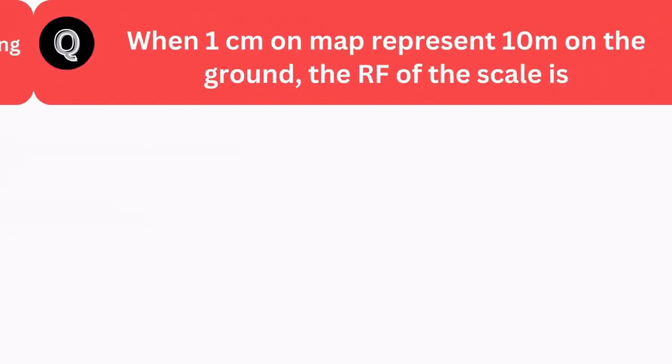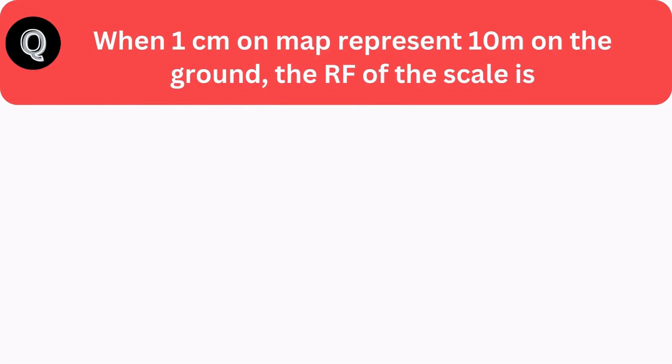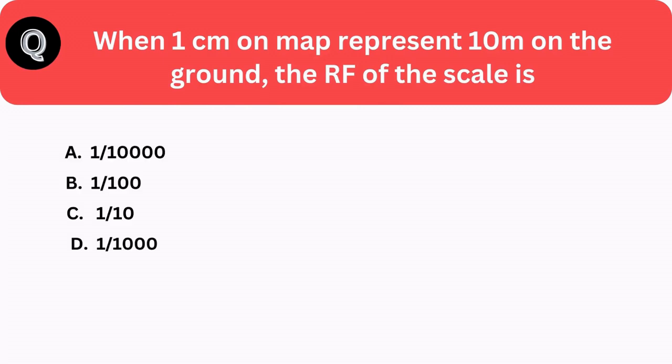When 1 centimeter on map represents 10 meters on the ground, the RF of the scale is: Option A, 1 by 10,000. Option B, 1 by 100. Option C, 1 by 10. Option D, 1 by 1000. Answer D, 1/1000.